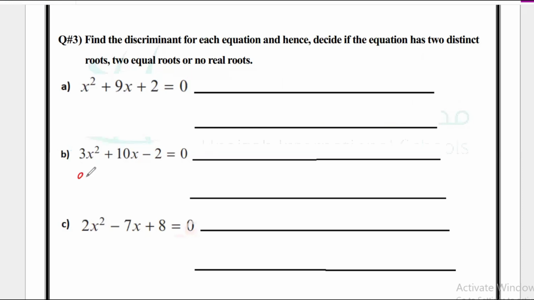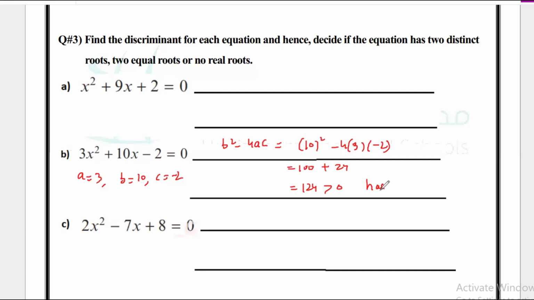Next part, b. Here we have the value of a is 3, b is 10, and c is minus 2. We will check the discriminant again. b squared minus 4ac gives us what? So 10 squared minus 4, a is 3 and c is minus 2. That means 100 minus minus, plus 4 3s are 12, multiply 2 is 24, which is equal to 124. It is greater than 0. Again, we have two different real roots.